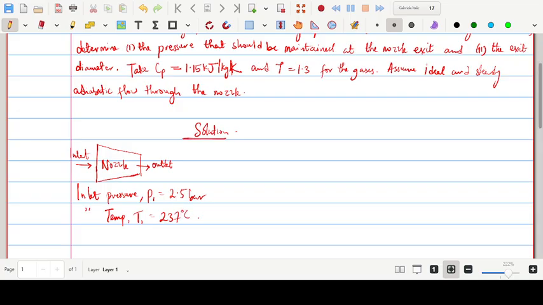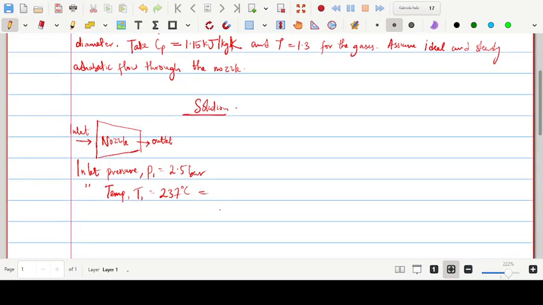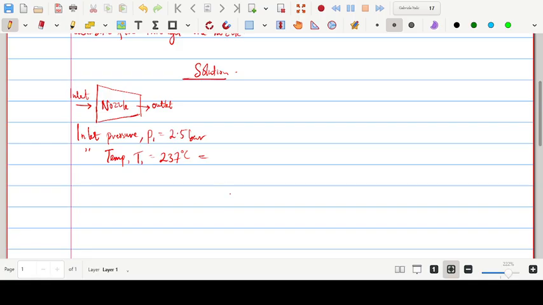Don't forget, every temperature must be converted from degrees Celsius to Kelvin. We are going to add 237 plus 273. This will give 510 Kelvin. This one is the inlet velocity or speed, let us call it C1, which is 20 meters per second.